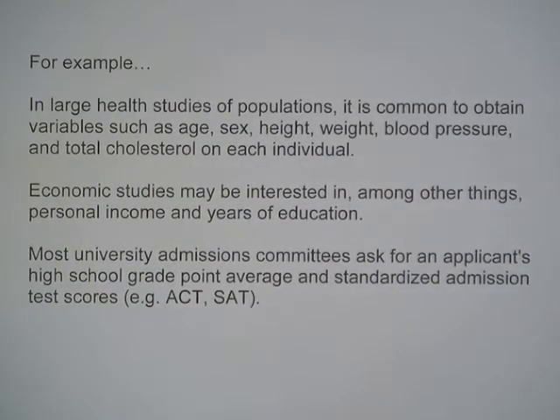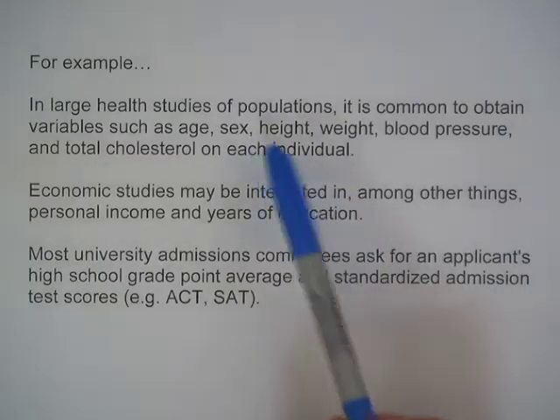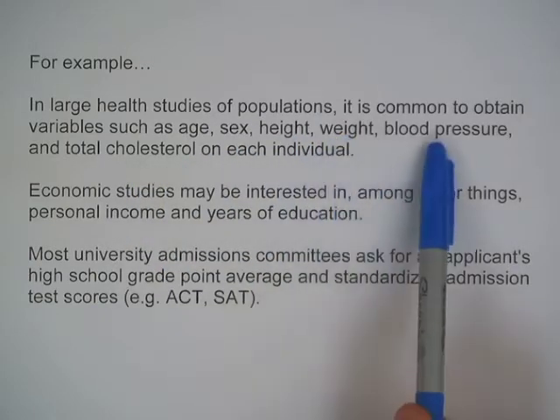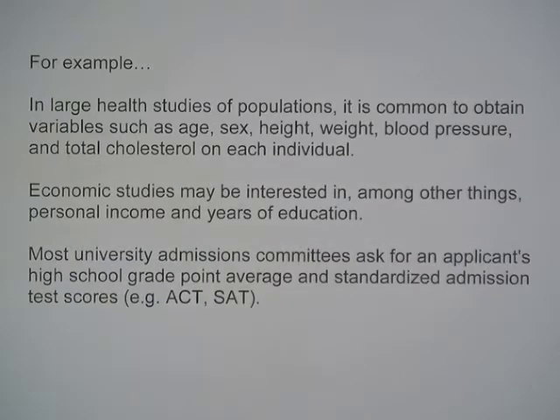In large health studies of populations, it's common to obtain variables such as age, sex, weight, height, blood pressure, and total cholesterol in each individual. So you might want to think about how height affects total cholesterol, or how weight affects blood pressure. Those we could pair up. Economic studies may be interested in, among other things, personal income and years of education. And most university admissions committees ask for an applicant's high school grade point average and a standardized admission test score, such as the ACT or SAT.